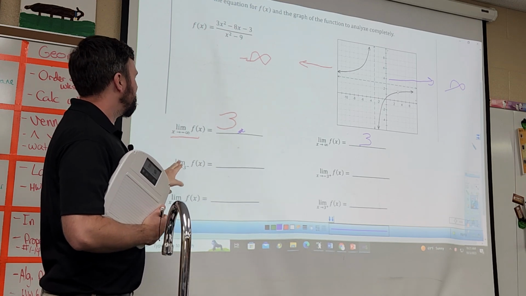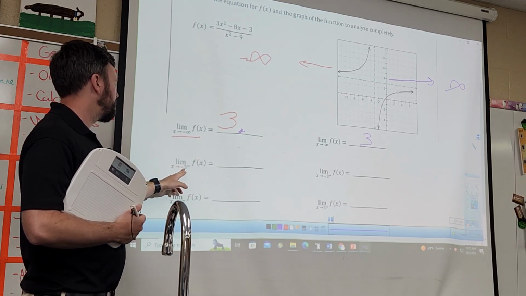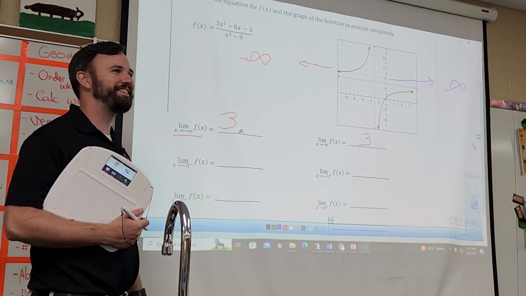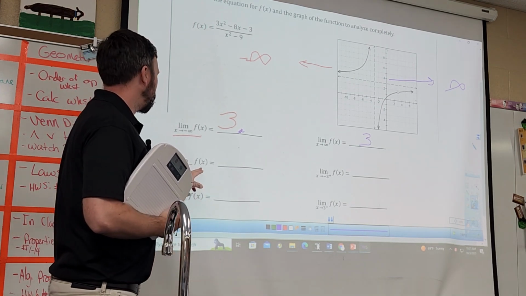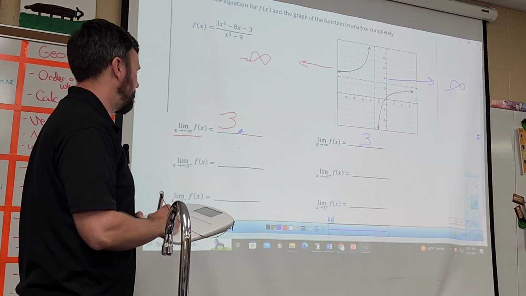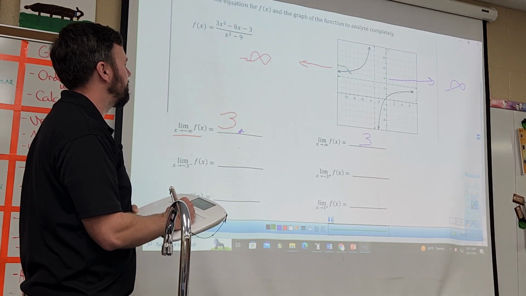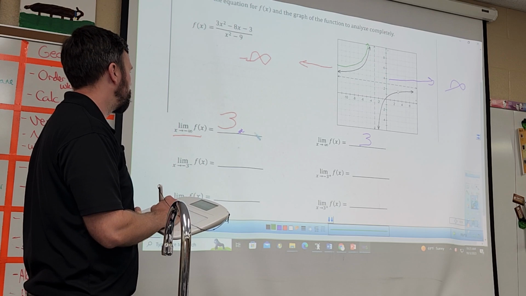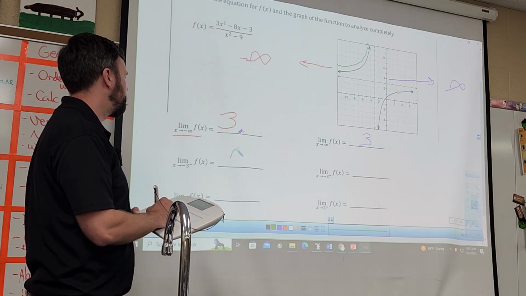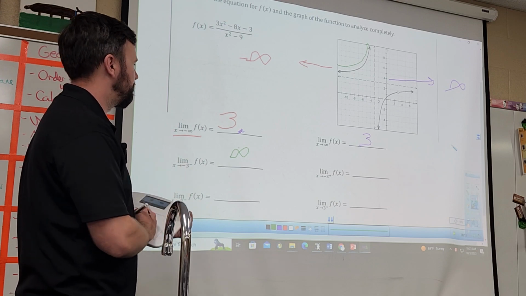All right. What does this read as? X approaches negative 3, and the minus means from the left, right? So as we approach negative 3 from the left side, what does it go up to? It goes up to infinity, right?